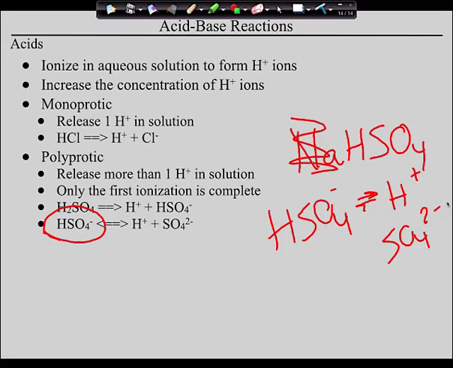What's that? Because you can't have bisulfate on its own. It will always be attached to something as a salt. Yeah. Groovy? Yeah.